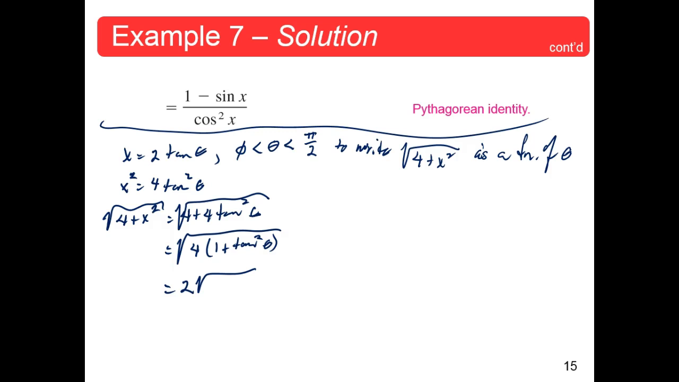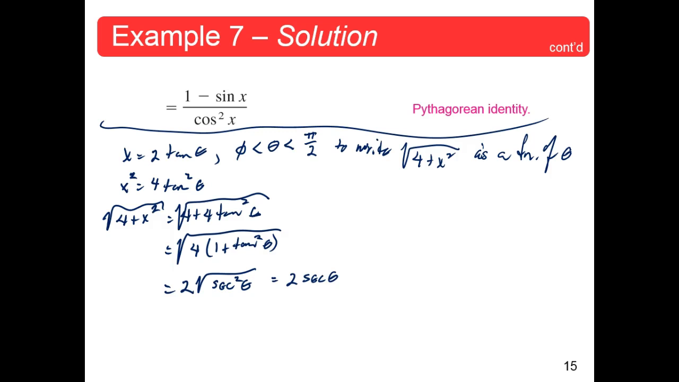Secant squared. Secant squared theta. Excellent. Okay. Now, what would that be? Square root of secant squared is? Secant theta. All right.